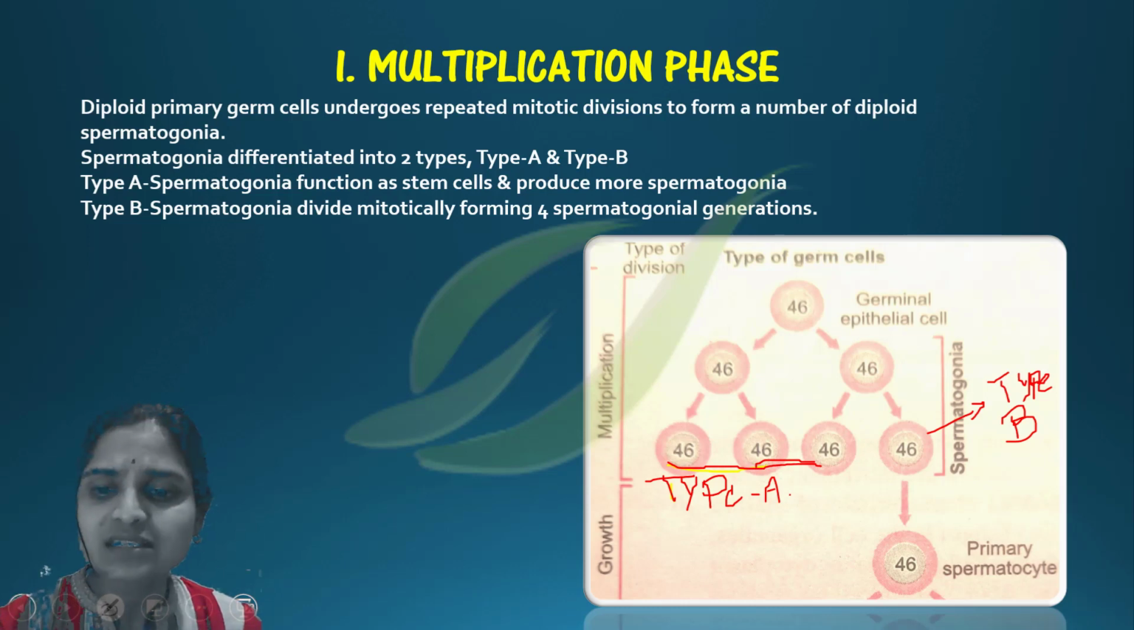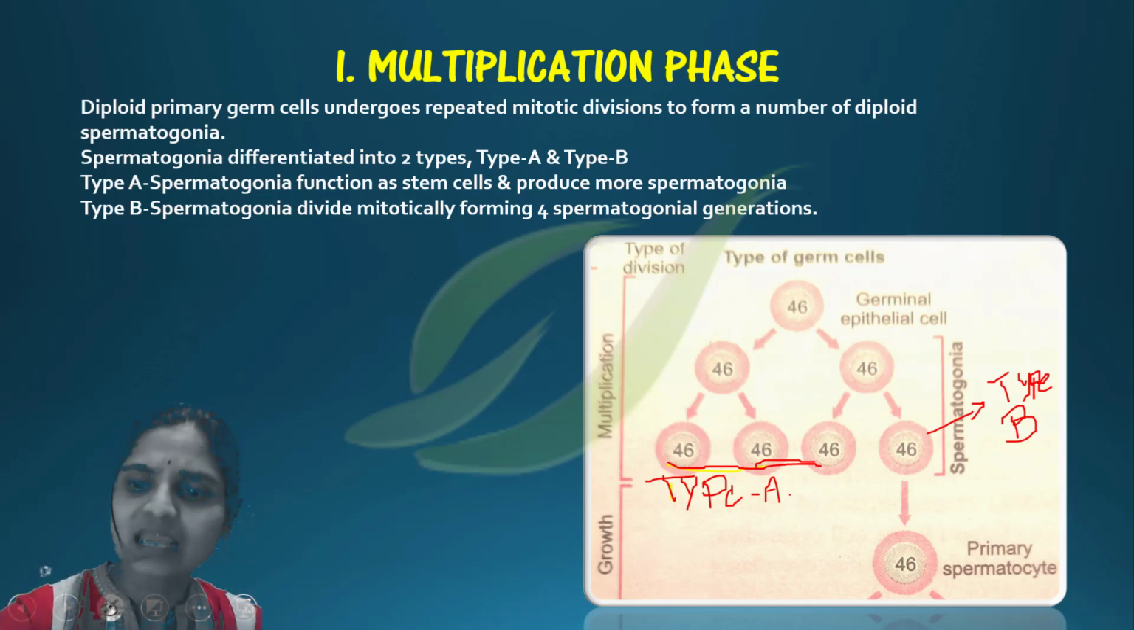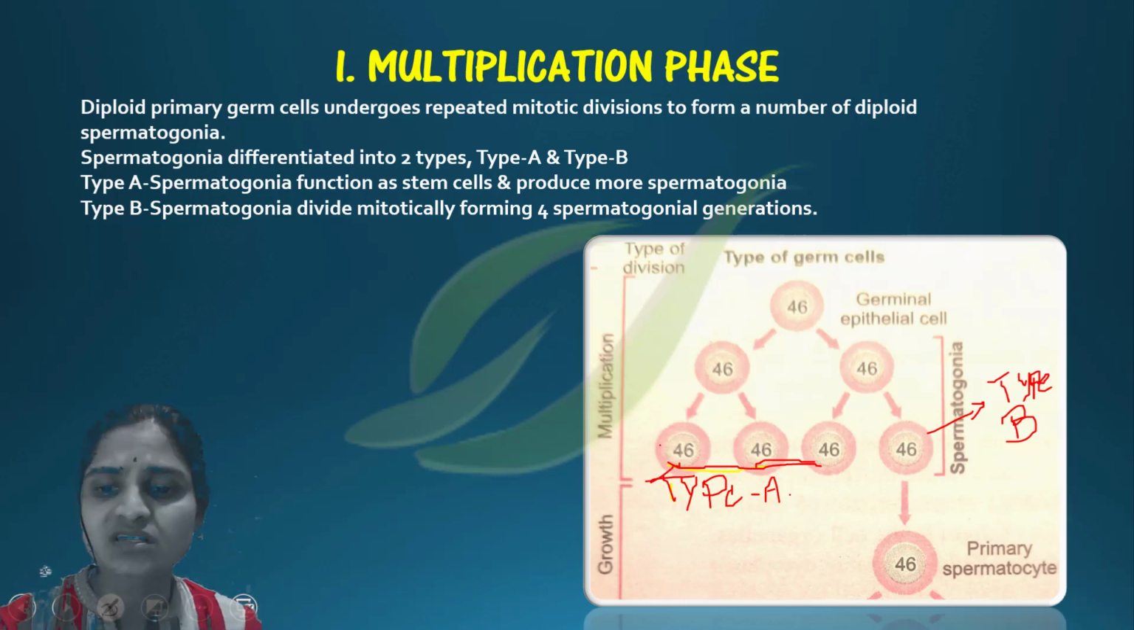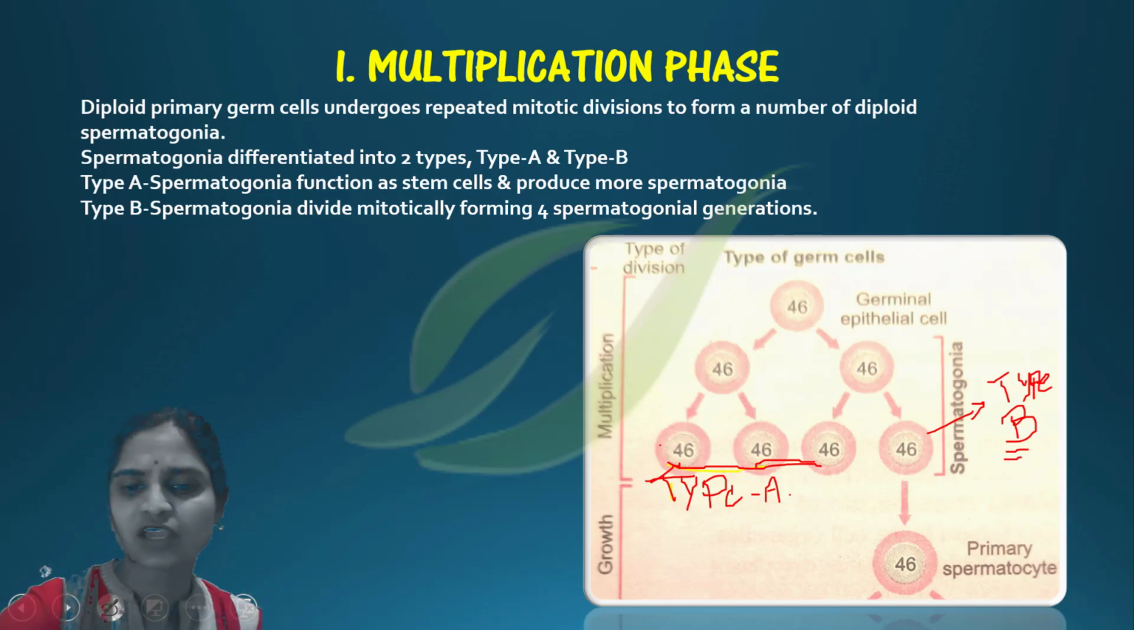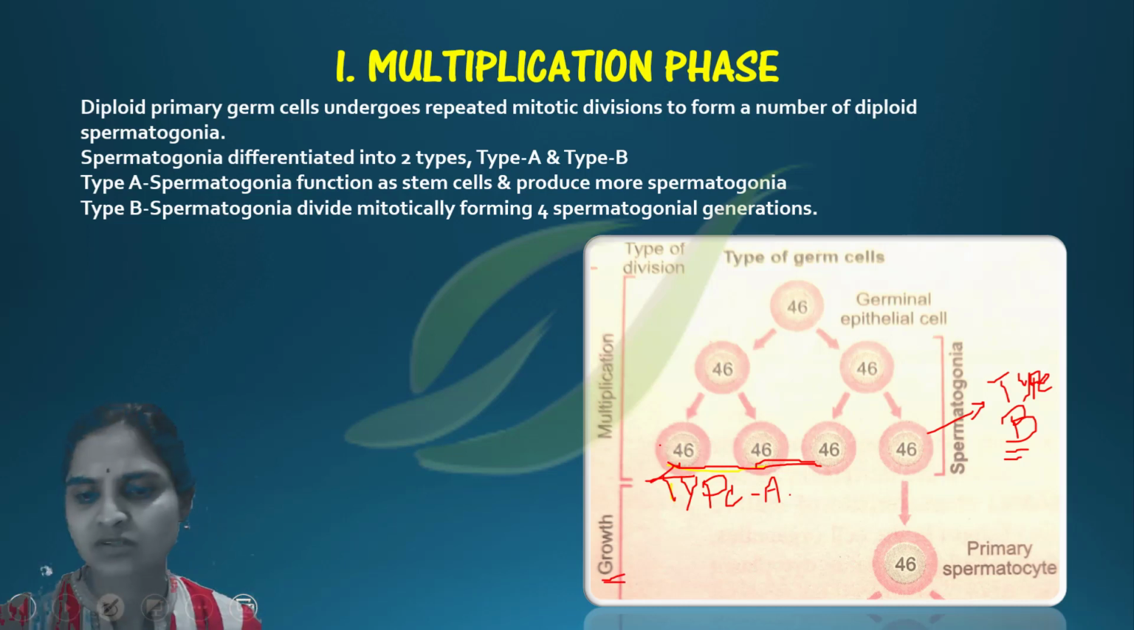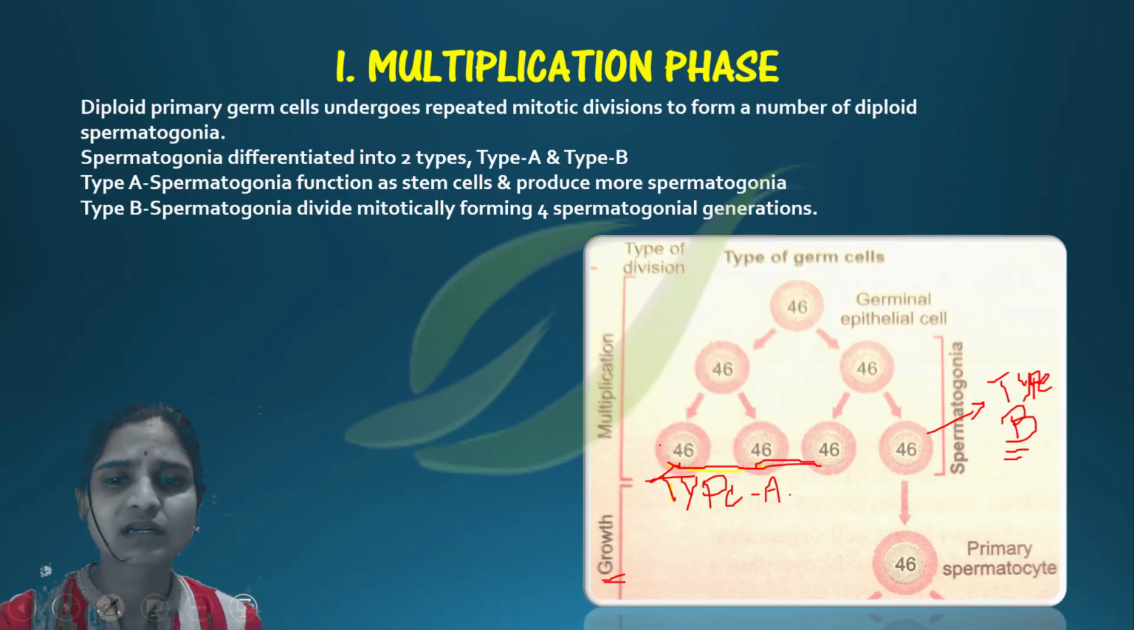These cells, which are type A spermatogonia, do not enter into the growth phase. But again they stay as spermatogonia. Again they undergo repeated mitosis divisions to produce more spermatogonia. Whereas type B spermatogonia will enter into the second phase, which is called the growth phase. So I think it is clear now.